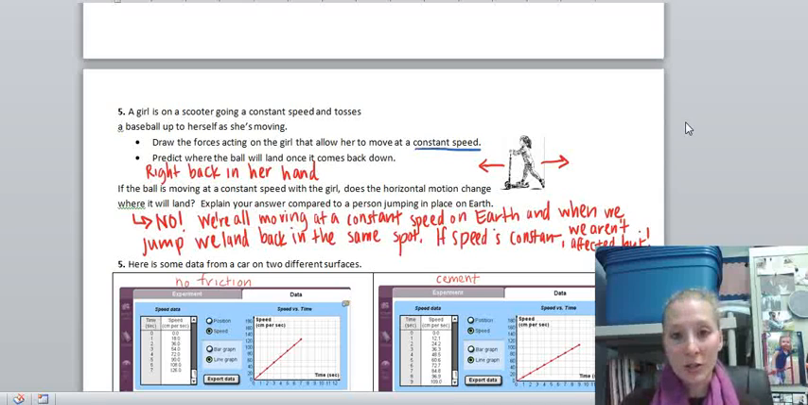So if the girl's on her scooter and they're both moving at a constant speed, when she throws that ball in the air, it's going to land back exactly in her hand because the ball is traveling both at a constant rate with her and the scooter. It's a little bit confusing, but again, think about that analogy of Earth, that the Earth is always moving. If you jump straight up and down, and go ahead, you can try it right now, you'd land in the exact same spot. So just use that analogy to help you out.